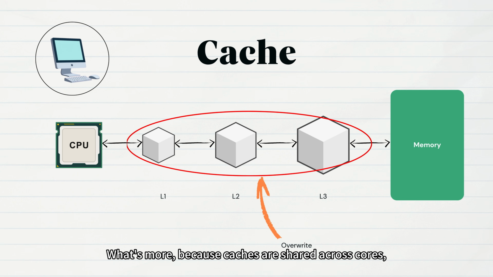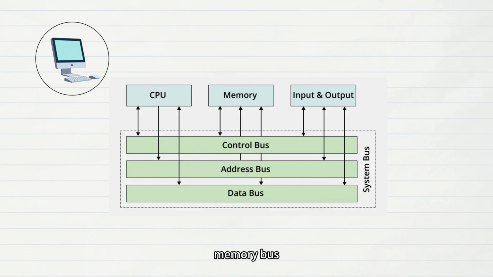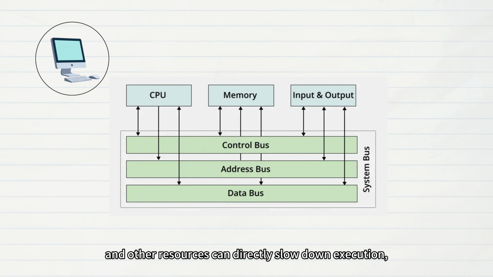What's more, because caches are shared across cores, other programs can overwrite cache content at any time. The cache state for each run is random and uncontrollable. Finally, the most overlooked source of systemic interference. Your program faces competition for system-wide resources. Contention for hardware, memory, bus, and other resources can directly slow down execution, and you have no control over it.